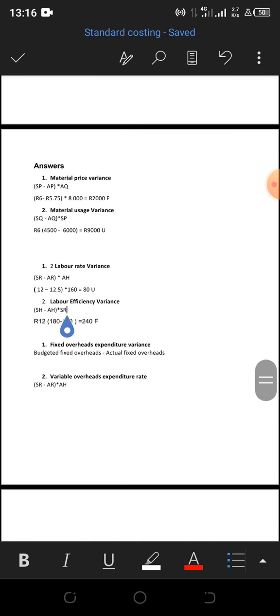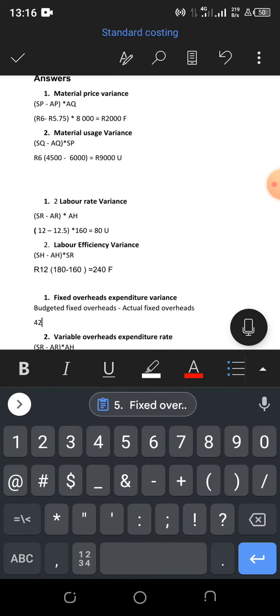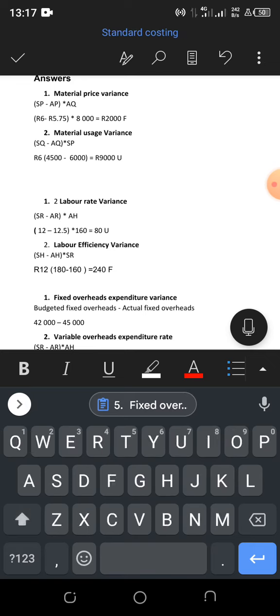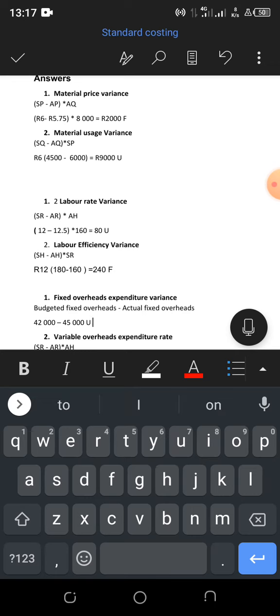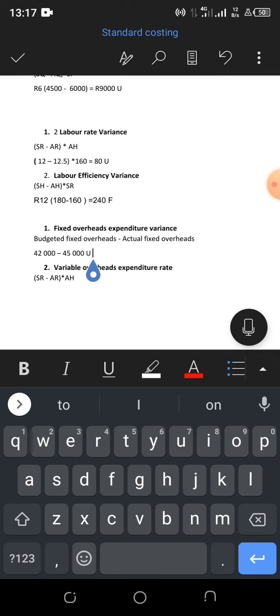Okay, let's go to the formula. The budgeted is 42,000 minus 45,000. This will be an obvious unfavorable. Why? Because we budgeted to spend fixed overhead of 42,000, but we actually spent 45,000. So this is unfavorable.